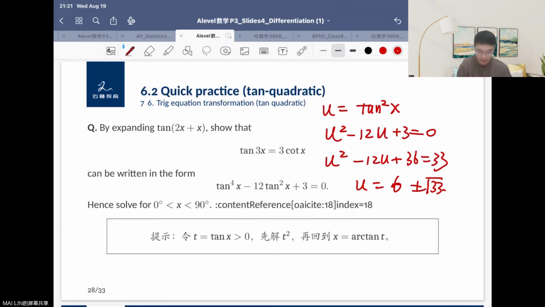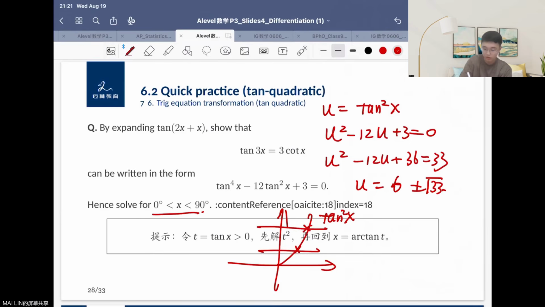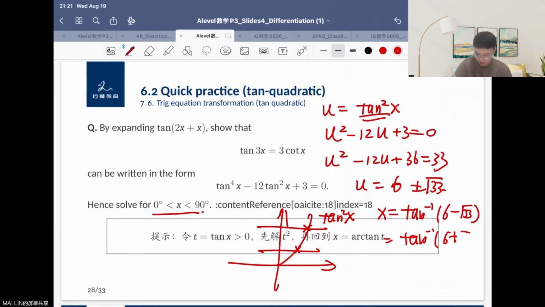Because x is between 0 and 90 degrees, tan squared x can be sketched like this. 6 minus the square root of 33 is a positive value, and 6 plus the square root of 33 is another value, so we have two intercepts and two solutions. Then you can use a calculator for the square root. Because it is tan squared x, we can set x equal to tan inverse of the square root of 6 minus the square root of 33, or tan inverse of the square root of 6 plus the square root of 33.